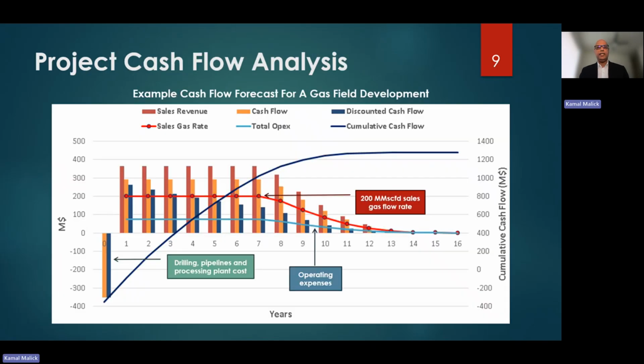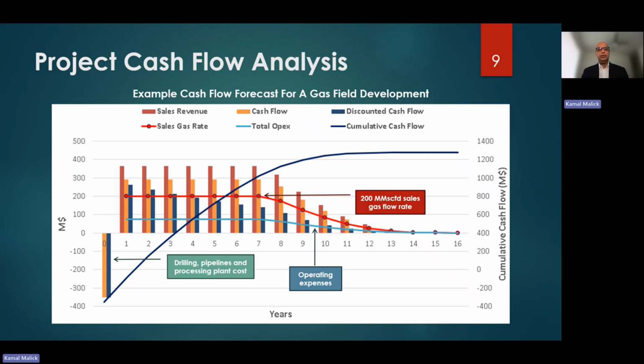Here's an example of a project cash flow analysis of a typical gas field development. This gas field is producing at a plateau rate of 200 million standard cubic feet per day for about 7 years before declining. In year number 0, you can see the level of capital investment required for this field development in terms of drilling, pipelines, and processing plant cost. I'm also showing the sales revenue in brown and the cash flow in light brown.